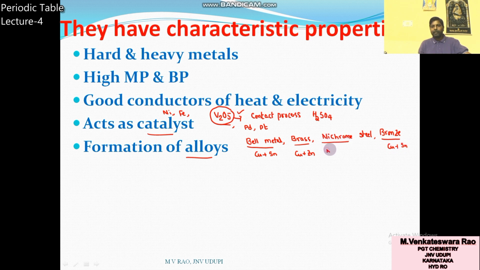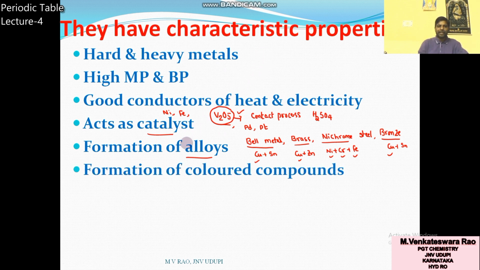Nichrome, nickel plus chromium plus iron. So you can see here nickel, chromium, iron, copper, copper, copper. All these elements are transition elements. Transition elements form alloys easily. They will form colored compounds also.